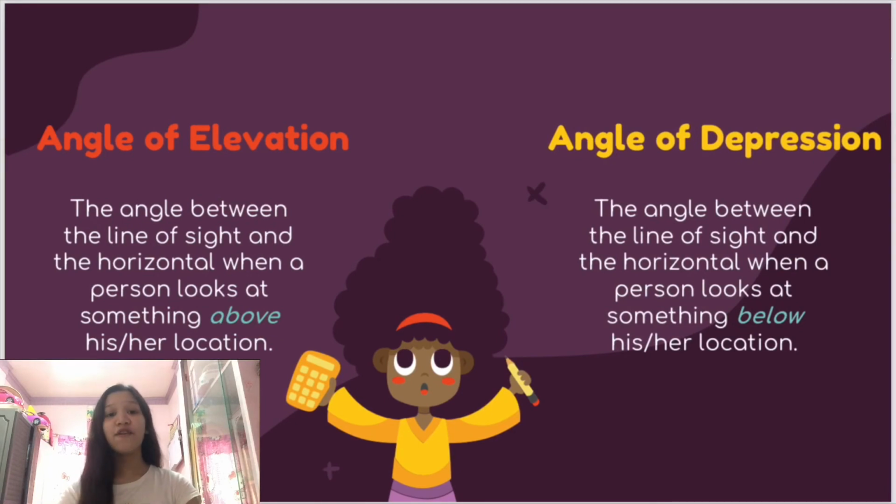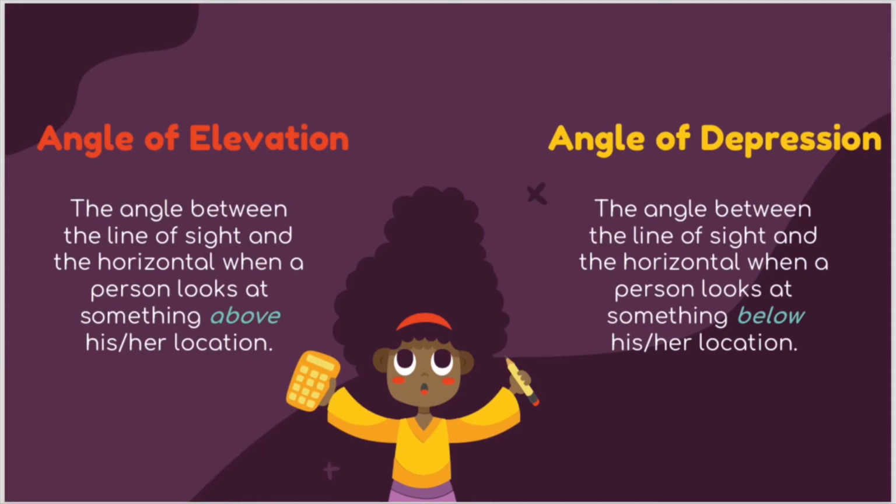So, angle of elevation is the angle between the line of sight and the horizontal when a person looks at something above his or her location. While angle of depression is the angle between the line of sight and the horizontal when a person looks at something below his or her location.